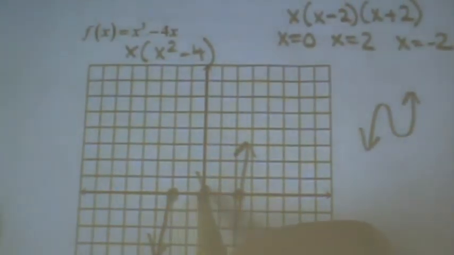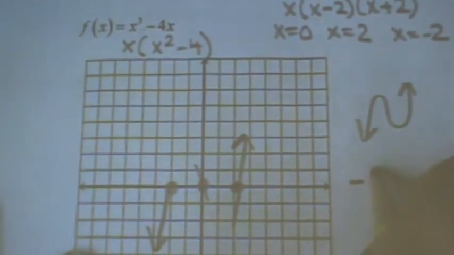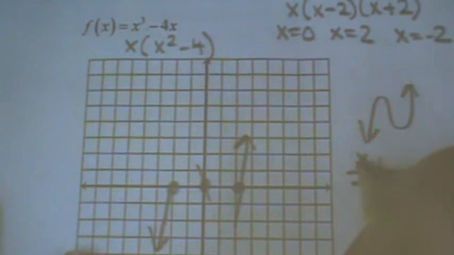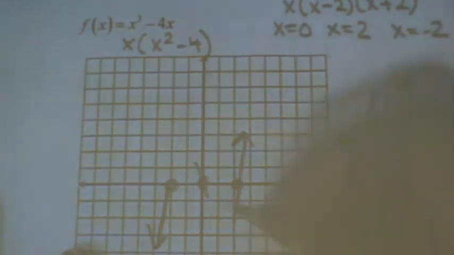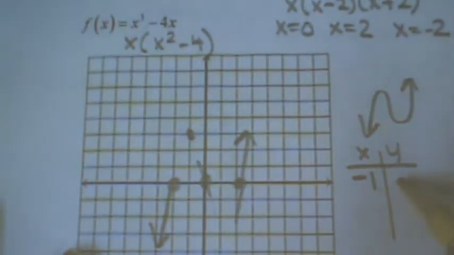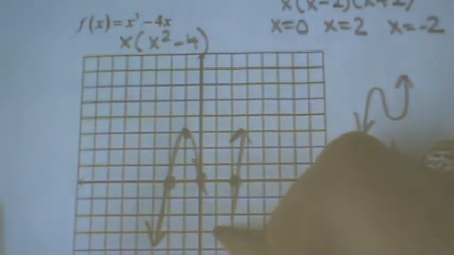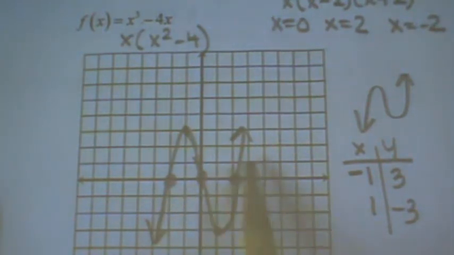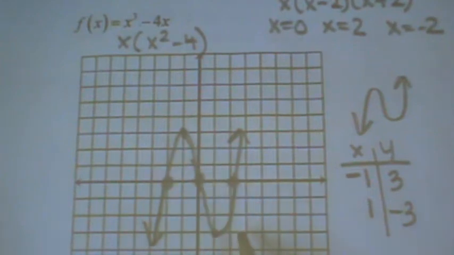What you need to do is pick one number between the two zeros. So I want to evaluate this when x, make a t-chart. When x is -1, you should get what? 3. I was looking for that. And if you put in a 1, you should get a -3. So this is what your graph should look like for 5 points. That's it. I want to see the left and right behavior. I want to see it cross through these, and I want to see some points in between your zeros.